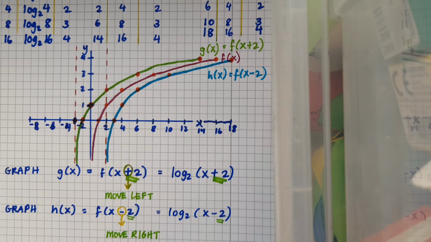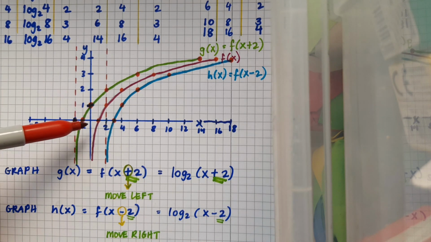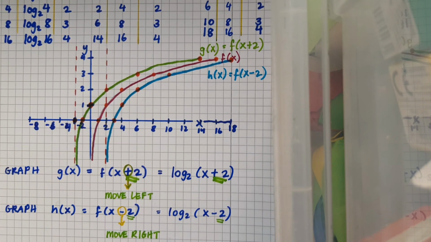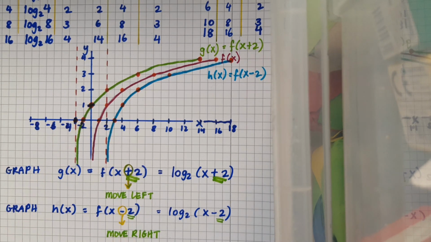And on the other hand, with my h of x, where I've subtracted 2 from the input, from x, I've actually moved the asymptote across to 2. So it's important to take that into account. For the parent function, where it's just log to the base 2 of x, my asymptote is the y-axis, but the asymptote will move depending on what my constant is.